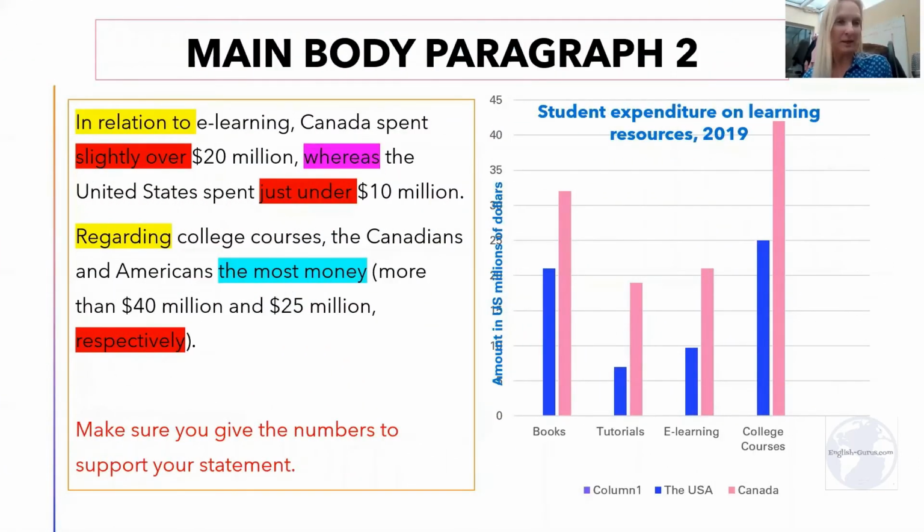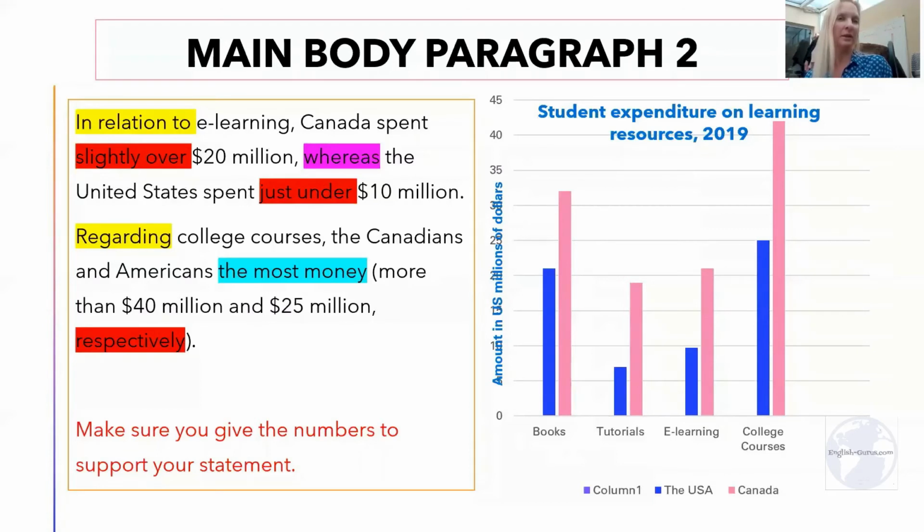The same idea. In relation to e-learning, Canada spent slightly over $20 million, whereas the United States spent just under $10 million. Regarding college courses, the Canadians and Americans spent the most money, more than $40 million and $25 million, respectively.